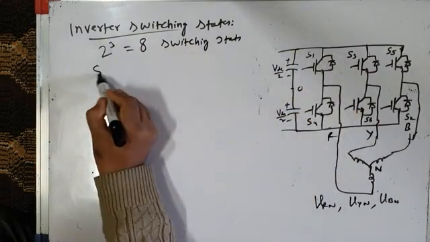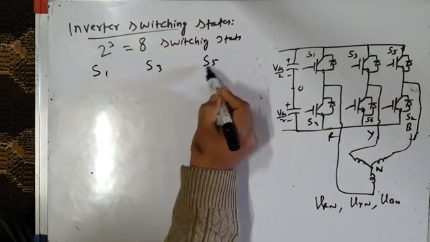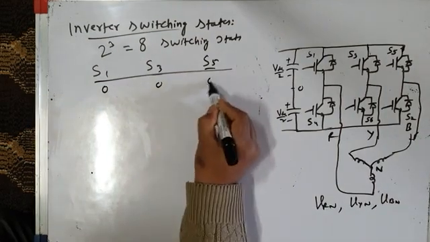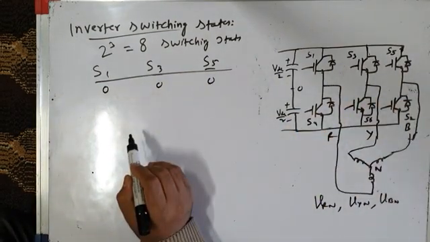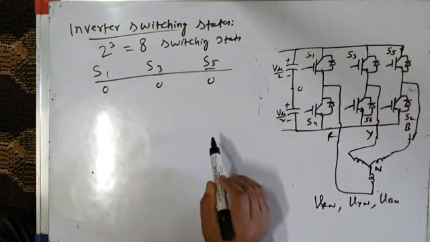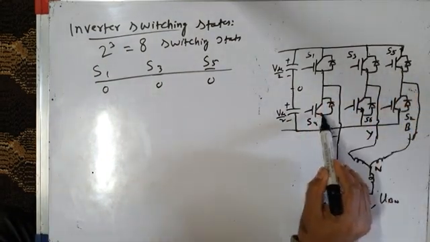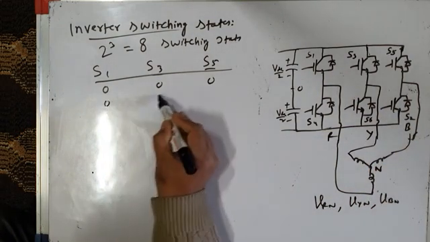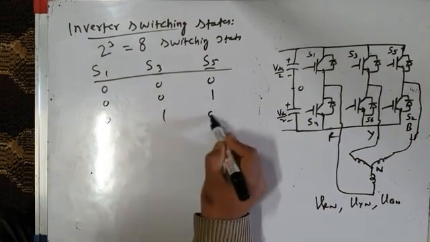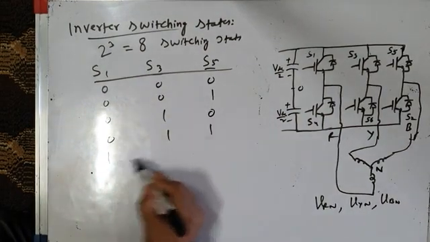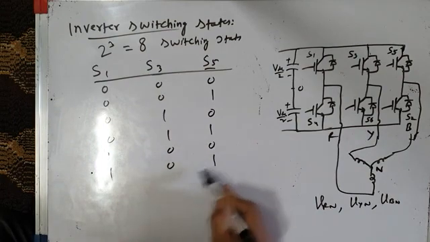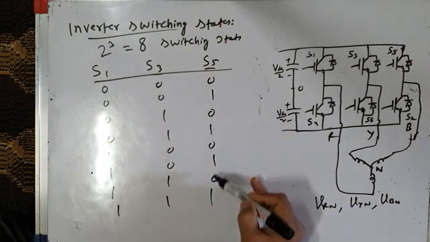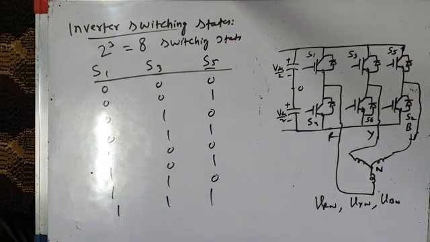Let us write top switches only: S1, S3, S5. Either all the top 3 switches are off, 0, 0, 0. Means all the 3 top switches are off. When all the 3 top switches are off, at that time all the 3 bottom switches will be on. Second is 0, 0, 1. Then 0, 1, 0. 0, 1, 1. 1, 0, 0. 1, 0, 1. 1, 1, 0 and 1, 1, 1. These are 1, 2, 3, 4, 5, 6, 7, 8 switching states of my inverter.